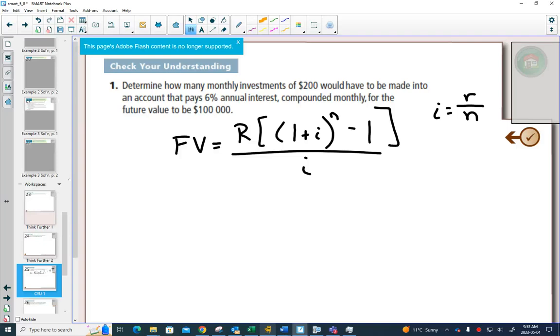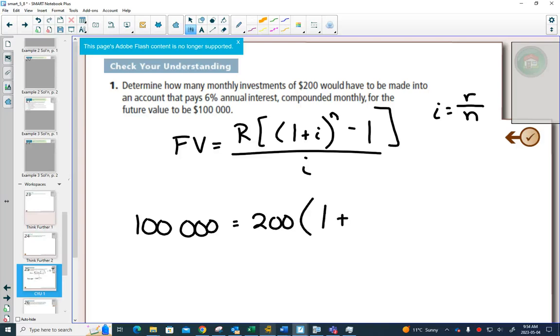And it's asking to determine how many investments, or to solve for N, how long will it take to get to $100,000, right? Because you're wanting to buy a really nice car for $100,000. So you want to buy a really nice car, and you can afford to put $200 a month. How long is this going to take you before you can buy this car?